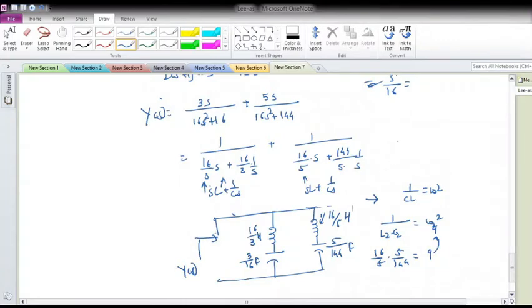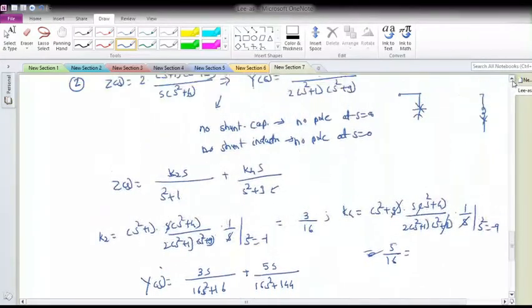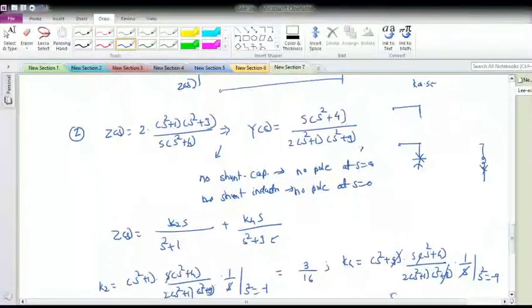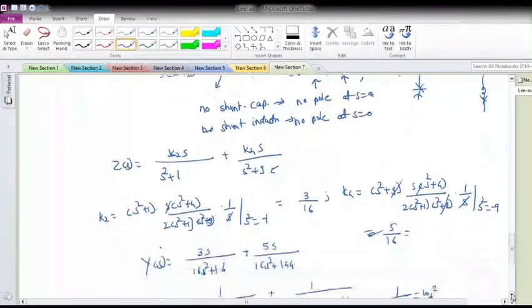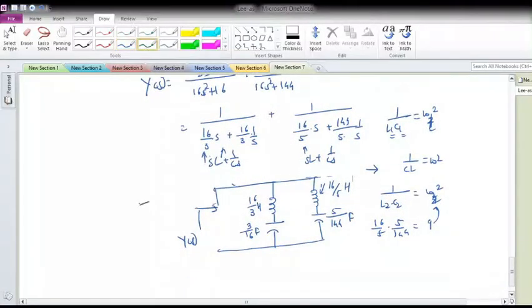You can do 1 over L1 C1, this has to be equal to omega 1 square. Okay, if I am saying L1 C1, so omega 1, and L2 C2, so let me call that omega 2 square. And here if I take the function, say this is my omega 1 and this is my omega 2. So this type of form is called Foster 2, or I will simply write F2 or Foster 2.